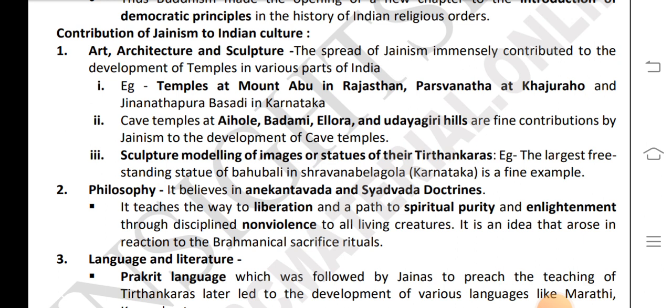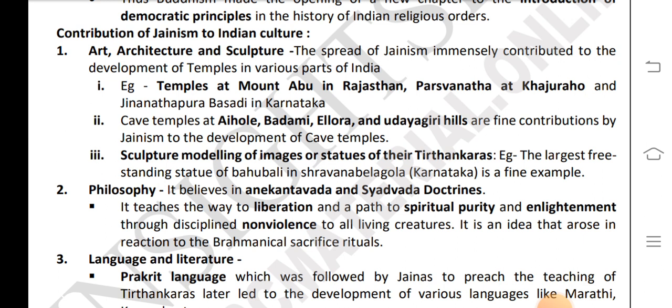Contribution of Jainism to Indian culture: art, architecture, and sculpture. The spirit of Jainism immensely contributed to the development of temples in various parts of India. Temples at Mount Abu in Rajasthan, Parshvanatha at Khajuraho, Jinanathapura, Basadi in Karnataka. Cave temples at Aihole, Badami, Ellora and the Udayagiri hills are the fine contributions by Jainism to the development of cave temples.